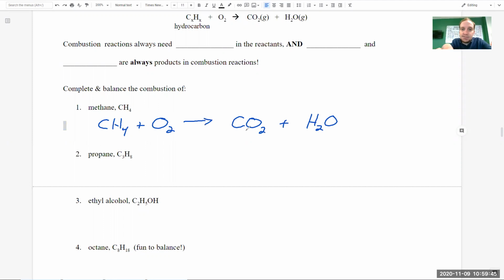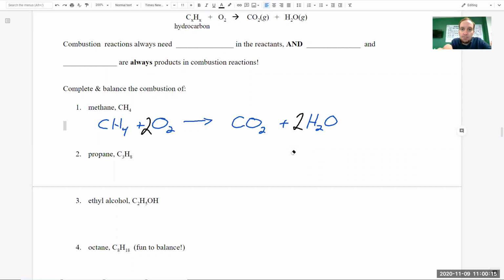Now to balance this, again, I'm going to go ahead and do my carbons first. So I have one on each side. That looks good. My H's next. I have four H's on the left, so I need four H's on my right because 2 times 2 gives me 4. What that does is now I have my oxygens. Here I have 2 oxygens. There I have 2 oxygens. That makes 4. So I need a 2 there to give me 4. So that is a properly balanced chemical reaction, the combustion of methane.